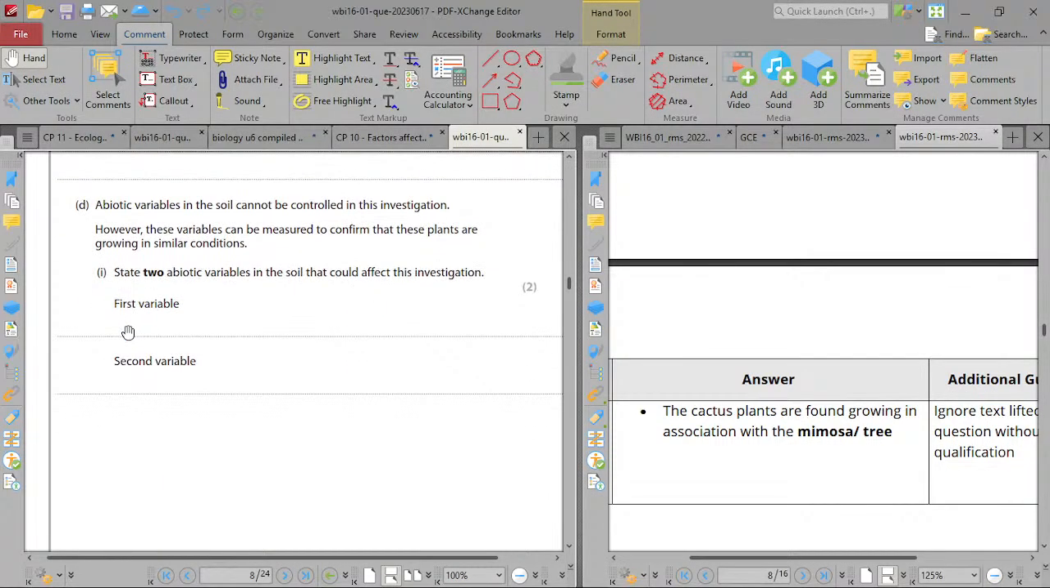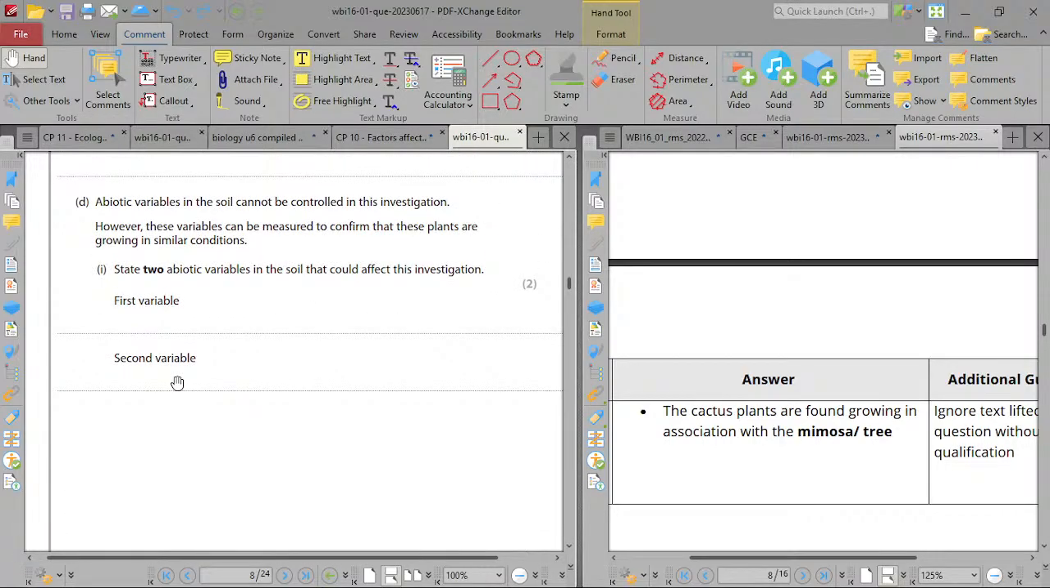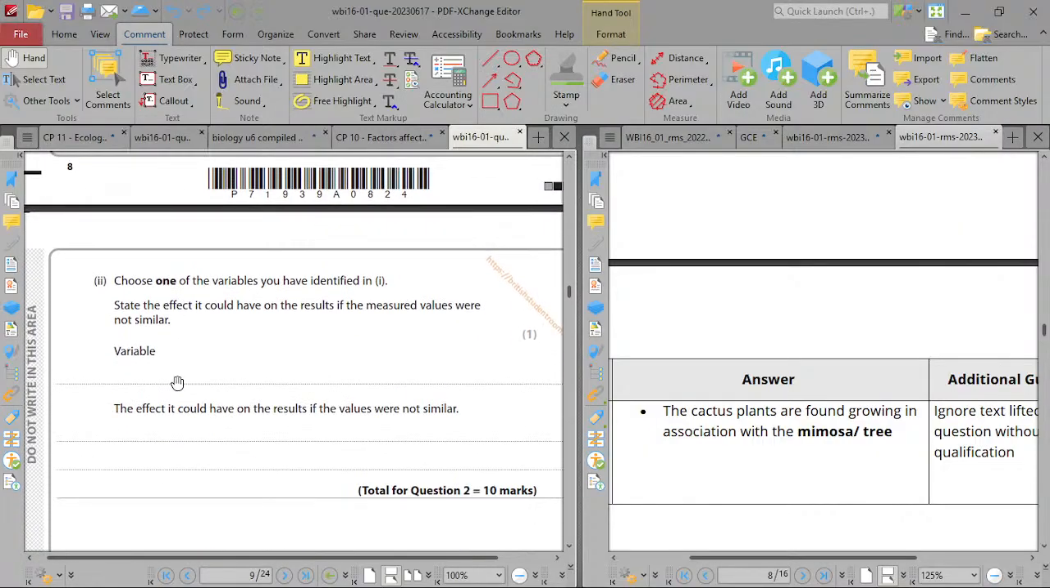Okay. Now abiotic factors in the soil cannot be controlled. However, these variables can be measured to confirm that these plants are growing in similar conditions. Say abiotic factors in the soil, so pH, using a universal indicator, that could affect it. Could temperature of the soil be one? It could, right? Maybe even pH, water content. pH and temperature. And choose one of the variables, so pH.